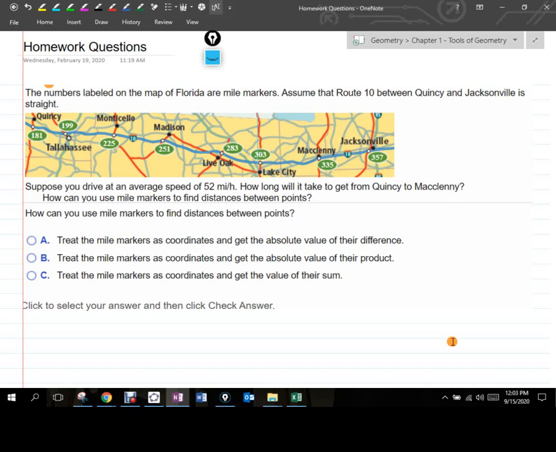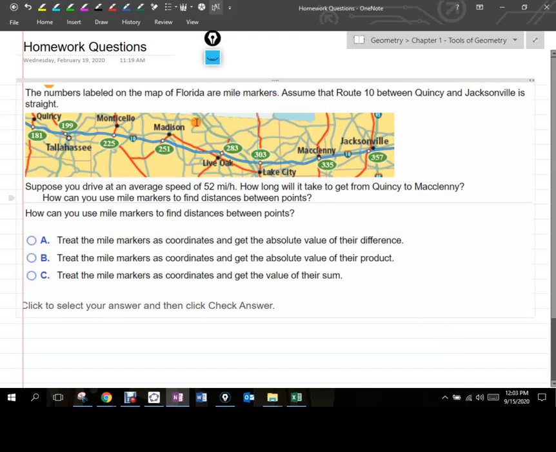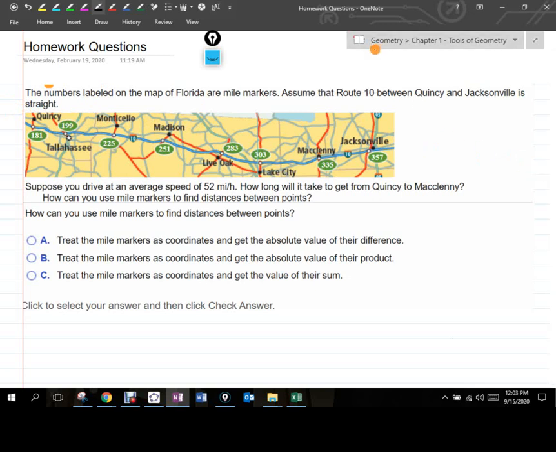There are going to be a lot of questions in this class that we can relate to actual real life experiences that we have. And if we do, we can talk about those. But we're talking about Quincy to Jacksonville, right? Okay. So Quincy's up here. And Quincy is located at... So I'm just going to transform this to a straight number line.